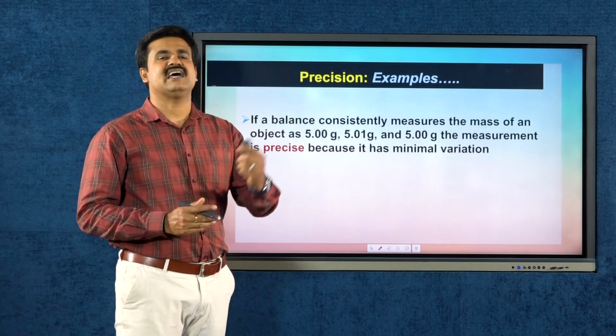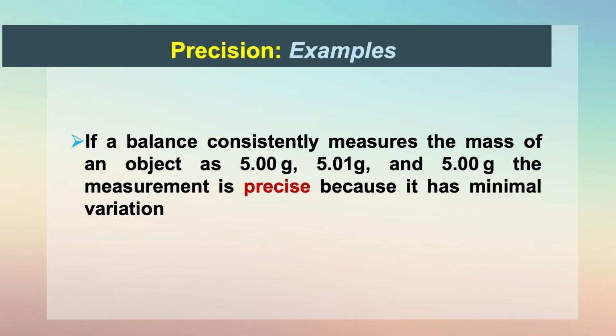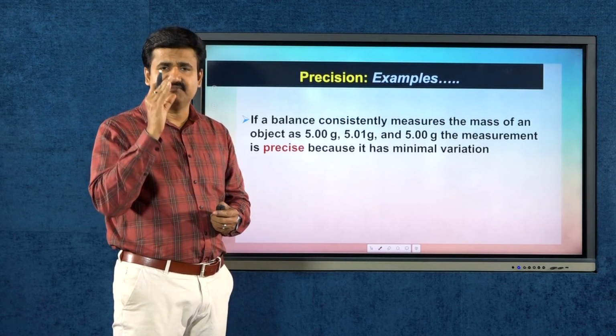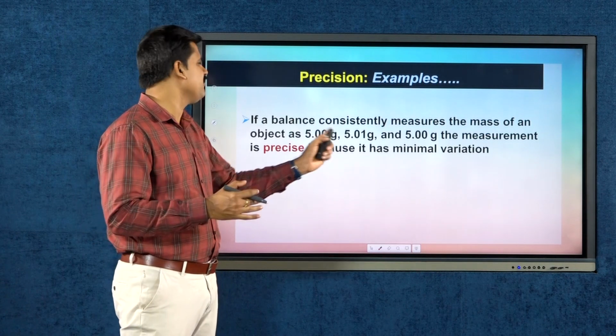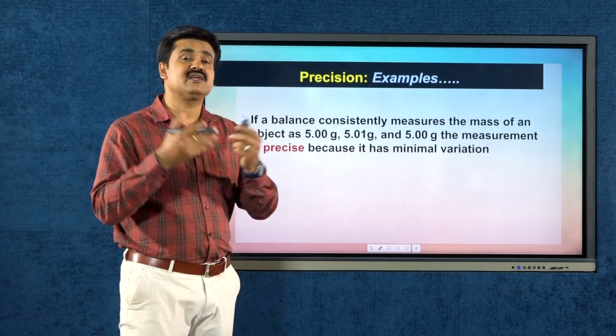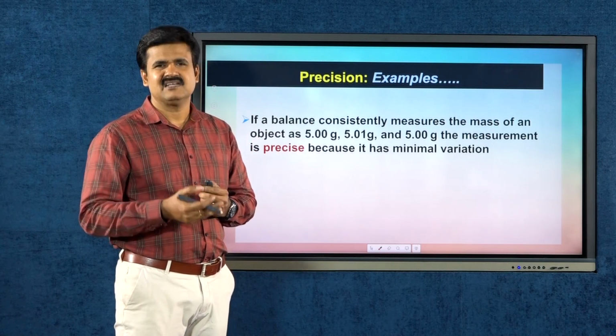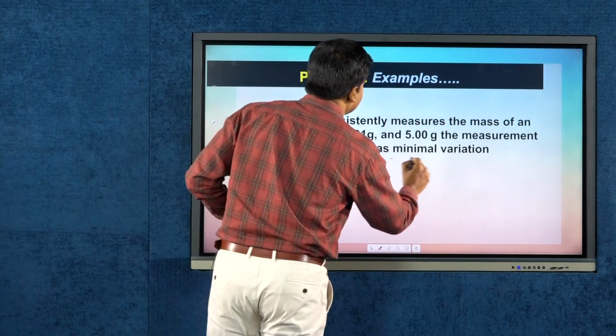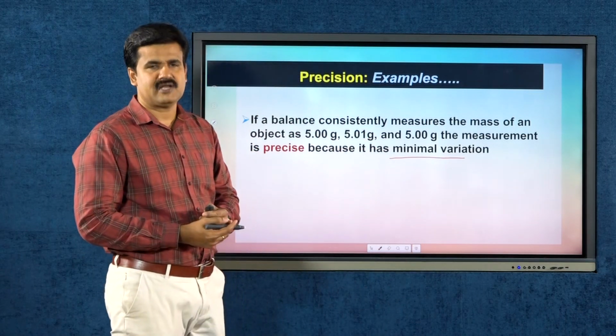Now, we can take another example. If there is a balance which consistently measures the mass of an object as 5 gram, 5.01 gram, and again 5 gram in the third trial. That is, we took the mass, the weight, 3 times. We got 3 values like this. It is very clear that these 3 values are very close to each other and hence the result is precise because there is minimal variation between the observed values.